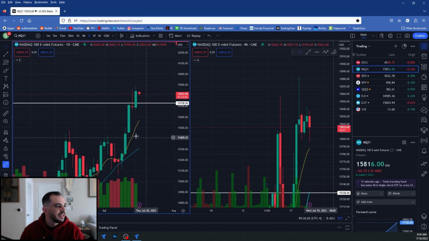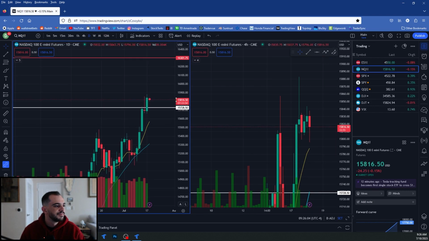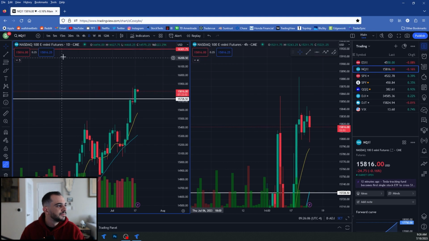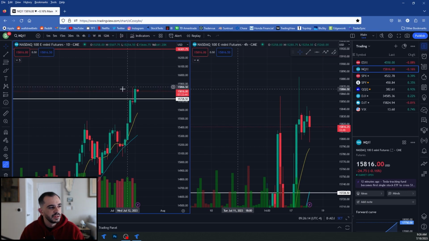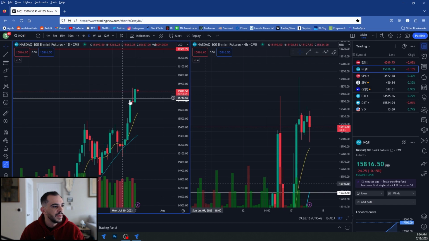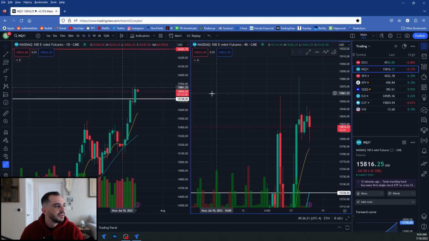So let's look at the daily here, see what we got going on. NASDAQ yesterday, a new high close, technically, something like that. You think we're going to come back down, maybe retest the high of this candle here, 15,745.